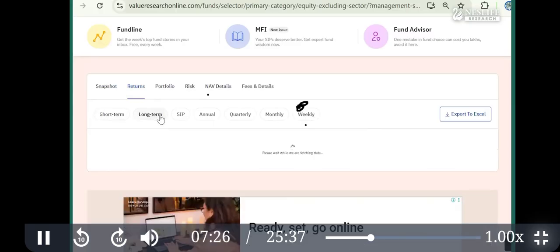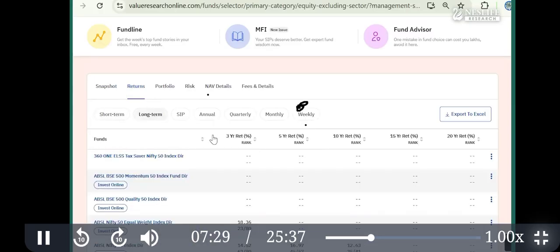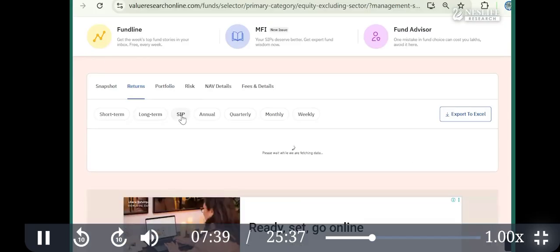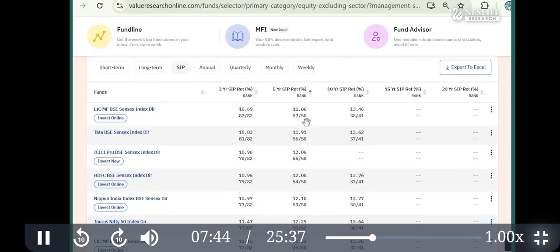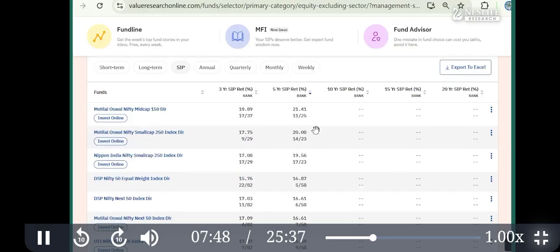Now these are the index funds, and their return should be able to track the index. Now we can find the SIP return if you have done SIPs in some of the index funds. Let's say a 5-year SIP. So here are 58 funds, and now we select this. Okay. So this is the 5-year SIP return. 3-year SIP return.